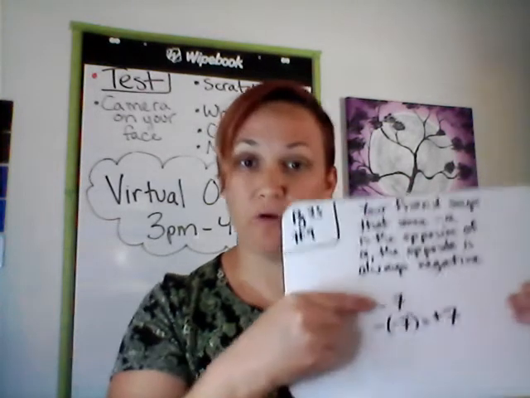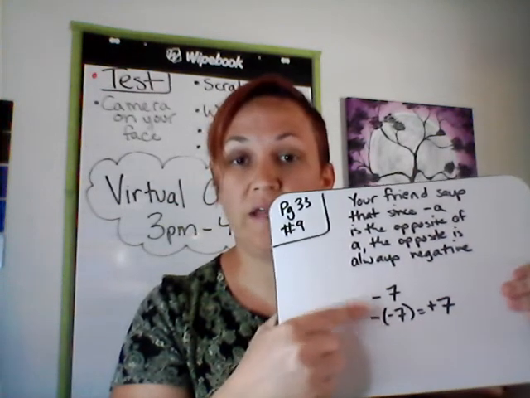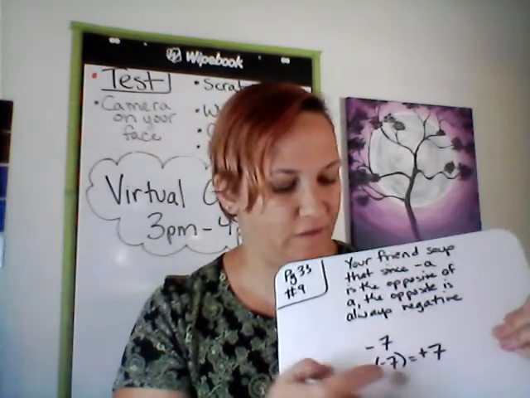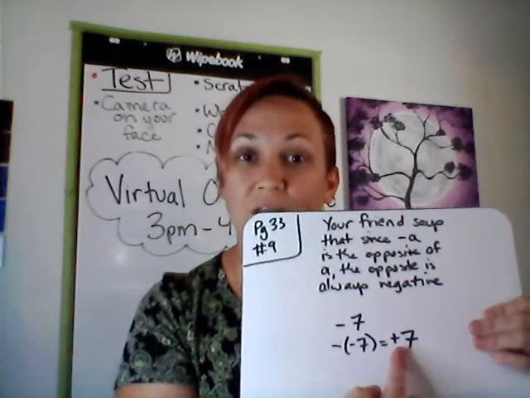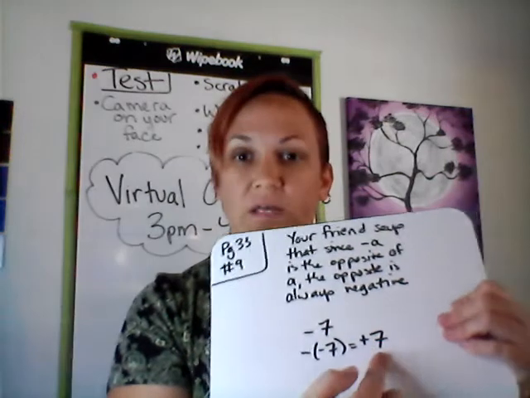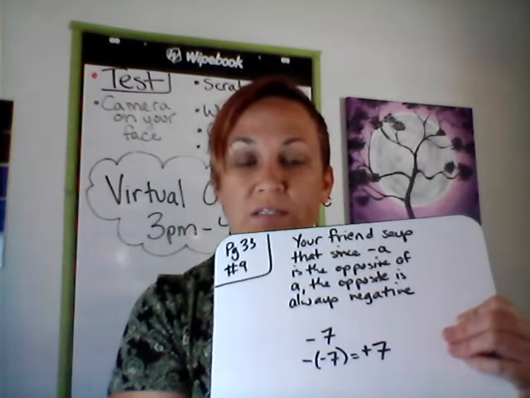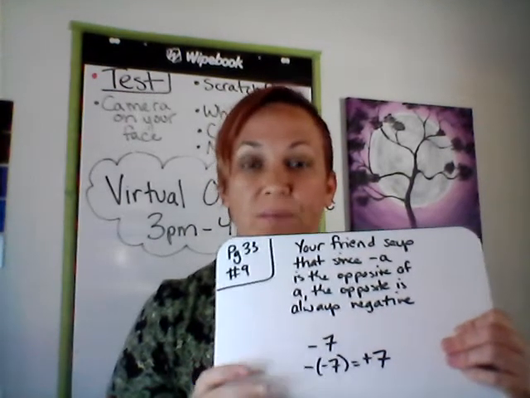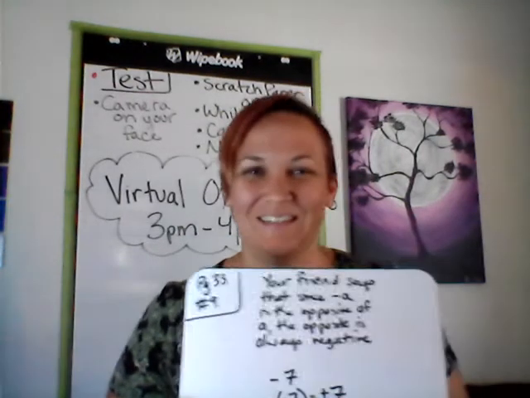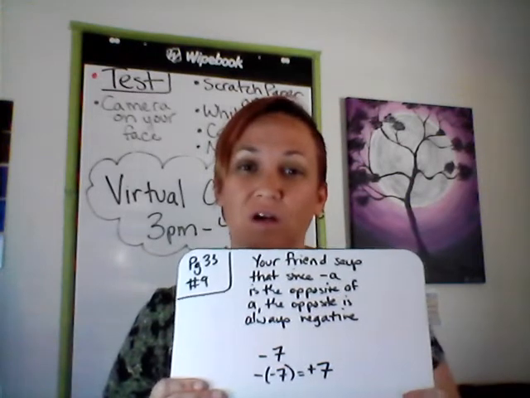So if my original number is -7, and then I take the opposite of that, the opposite of a negative number is a positive number. So the opposite of -7 is +7. And that's my example of why an opposite does not always have to be negative. The end.